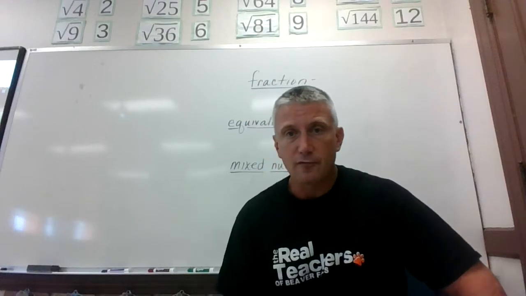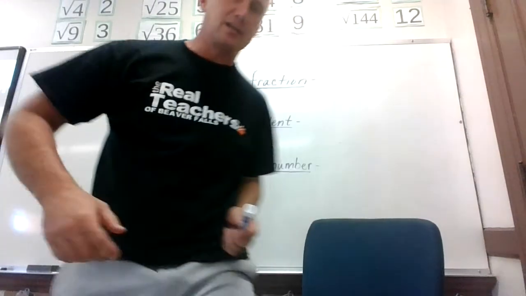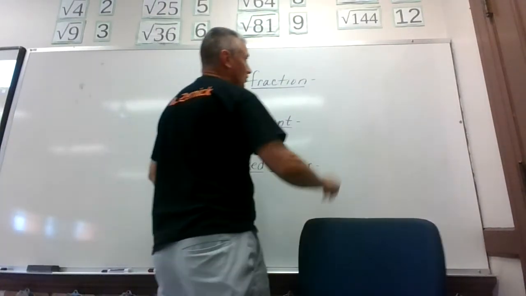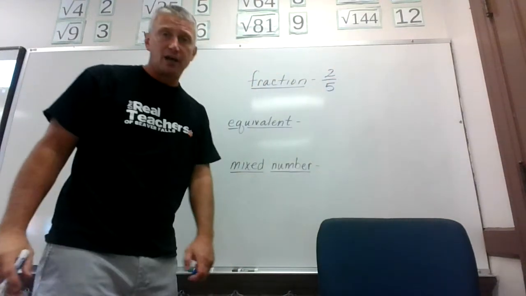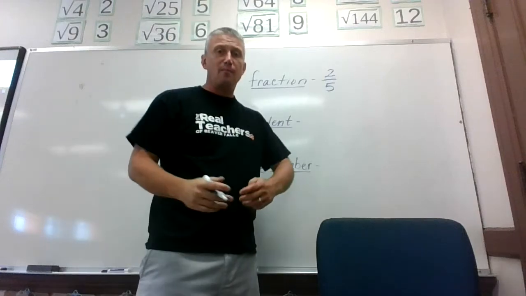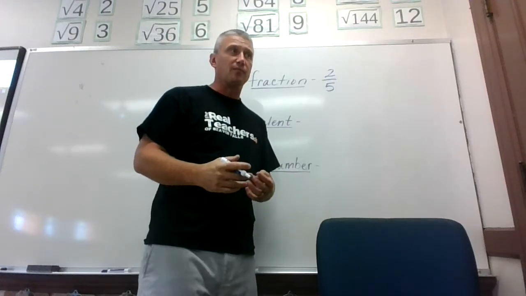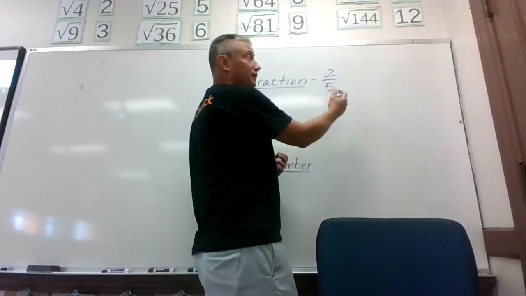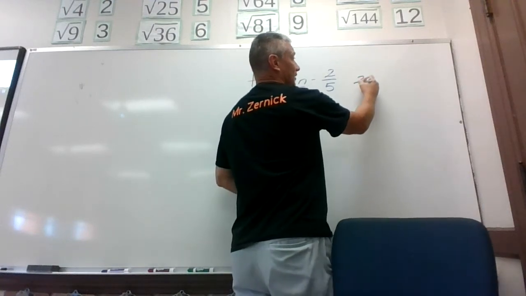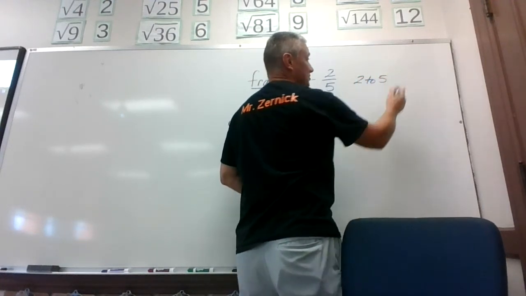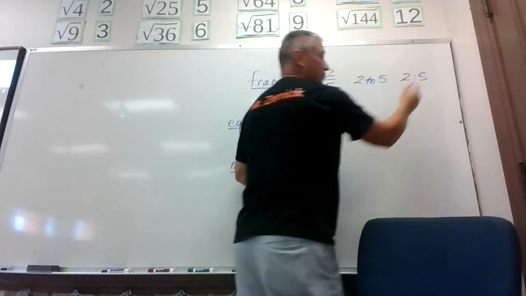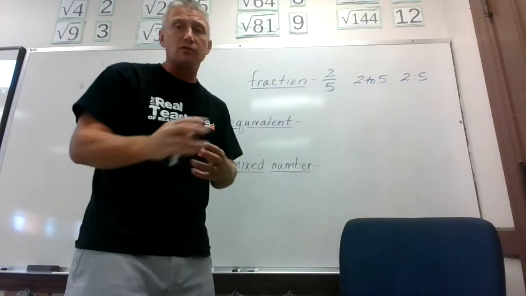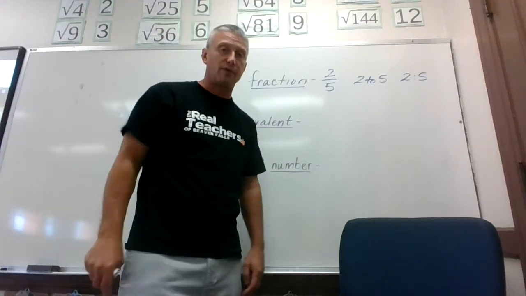Okay, so for our word fraction, I'm going to give you an example. A fraction could be something similar to 2/5. And when you see a fraction in math class, the fraction can be written a couple different ways. It can be written 2/5, or it can be written as 2 to 5 as a ratio, or another way that we could write the ratio is 2 to 5 by using a colon.